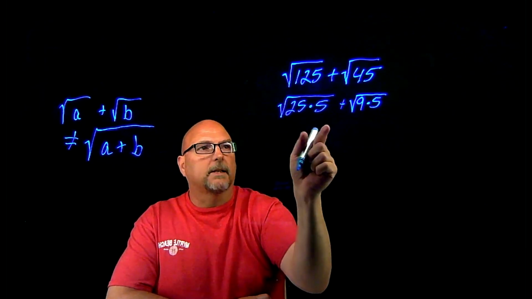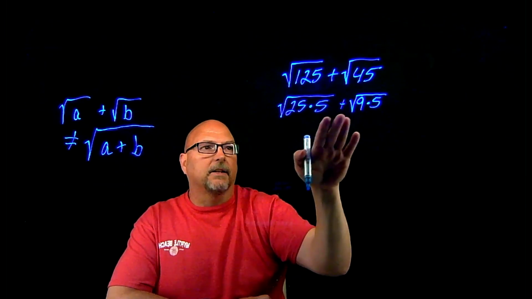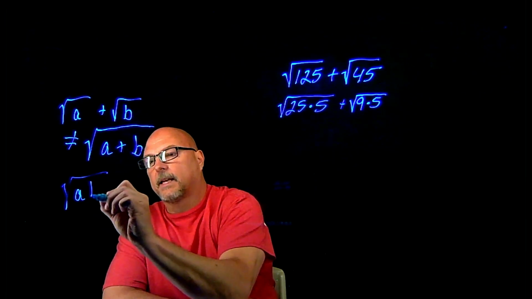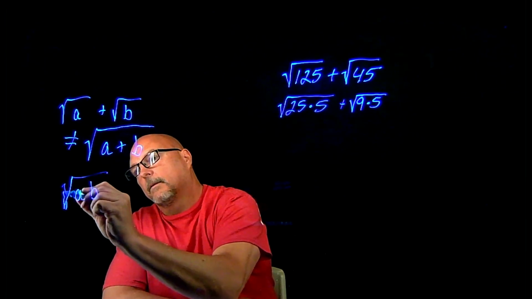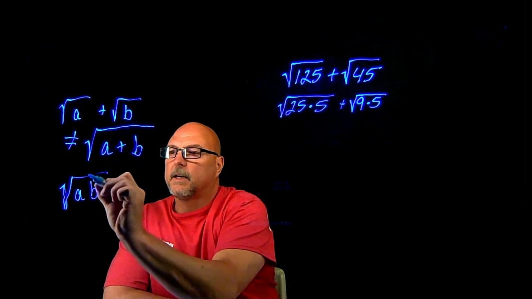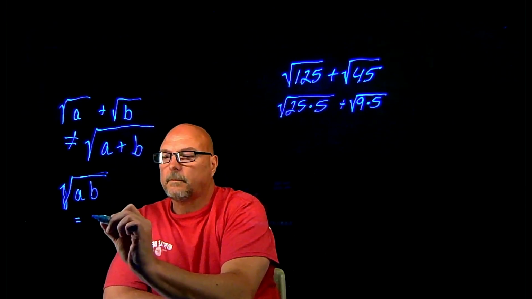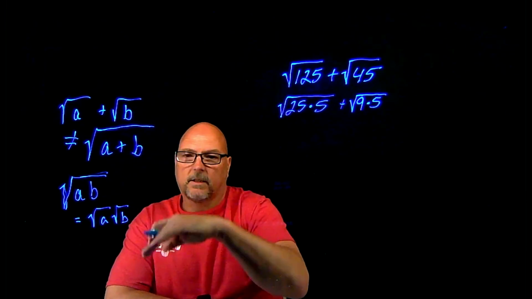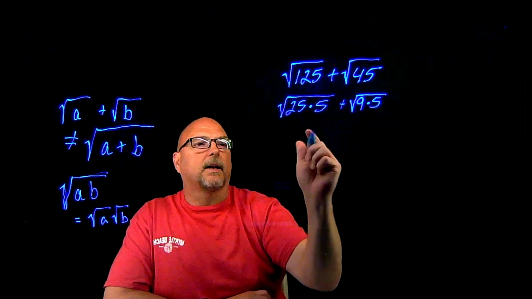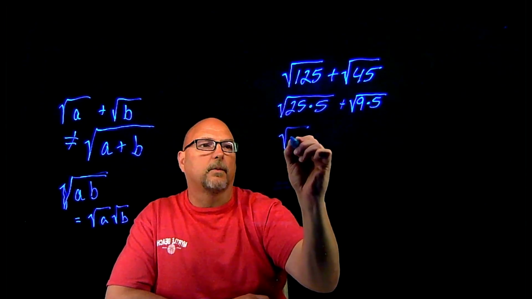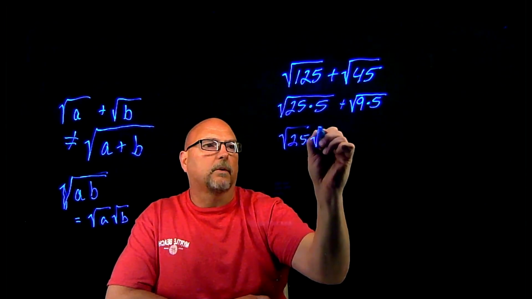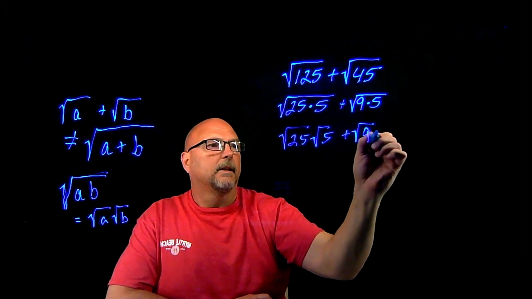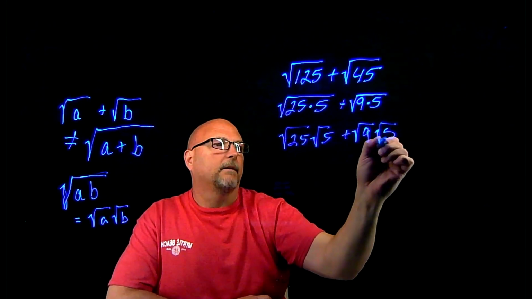So let's break this apart. Okay, these are not being added, so these can be broken apart. When I have the square root of a times b, that does indeed equal the square root of a times the square root of b. So let's just keep these in mind. So over here I could say, well, this is the square root of 25 times the square root of 5 plus the square root of 9 times the square root of 5.